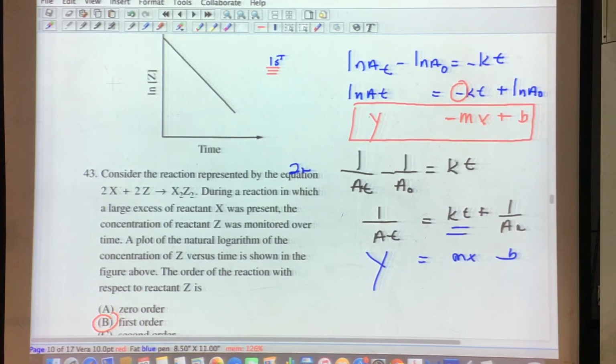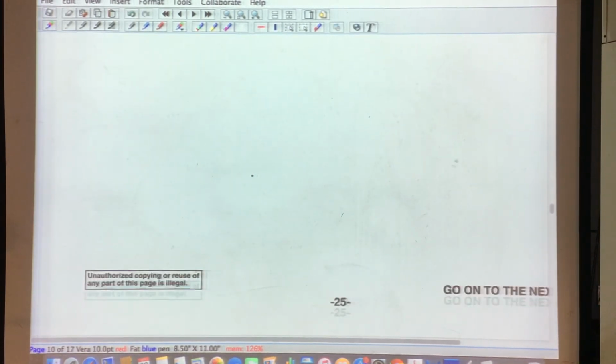Notice the slope is positive. So it would look like this if it was second order, and my y-axis would be labeled 1 over A. You're going to see that. That's a point or two on this test. That's really simple. But this is first order because it's giving me a negative slope and it's linear. All right, so I think that's a pretty straightforward question.